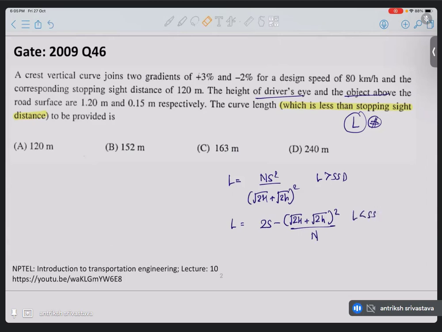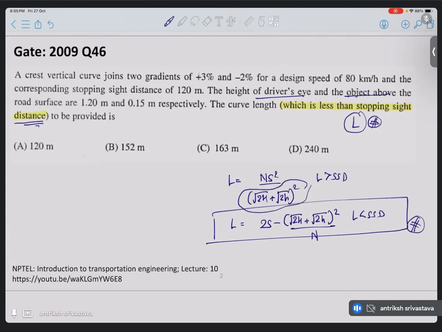So what they have told us is they want the length of curve when the length of curve is less than the stopping sight distance. So we'll see how to solve this question. So first let's see what is the value of this. Is it 4.4 or is it something else? So we have capital H is equal to 1.2 meters. We have small h is equal to 0.15 meters.